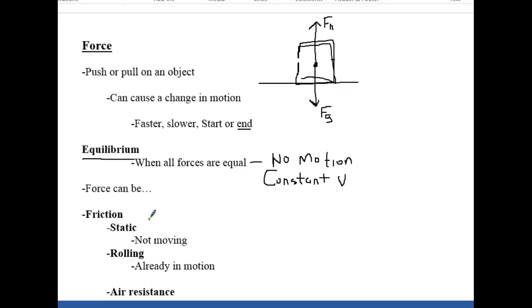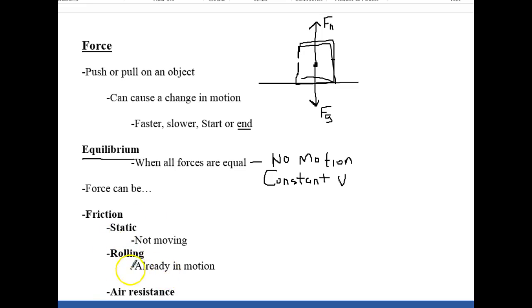And static friction is the friction you must overcome to get an object moving. If you've ever noticed, the amount of force it takes to get something to move is pretty great. But then once that object starts moving, you don't have to apply as much force.